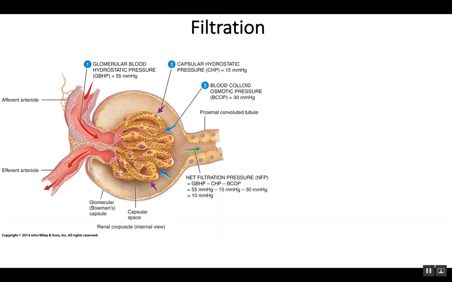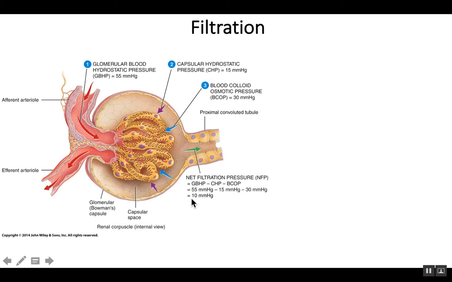This picture we've seen in the past. We just didn't add all these pressures to it. But these pressures are very similar to what we did back when we learned about capillary exchange. The difference is there's no exchange occurring here. Only filtration occurs at a glomerulus. Because if we add up all the pressures at work, you're always going to have a net filtration pressure that's positive. It's usually around 10.